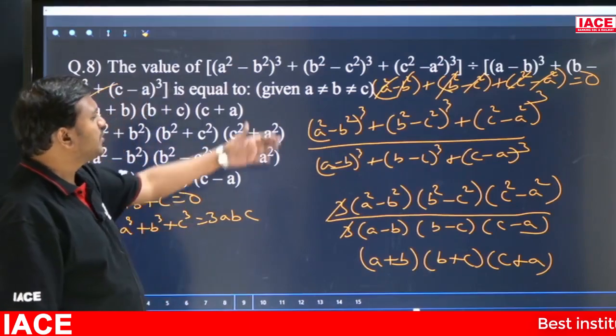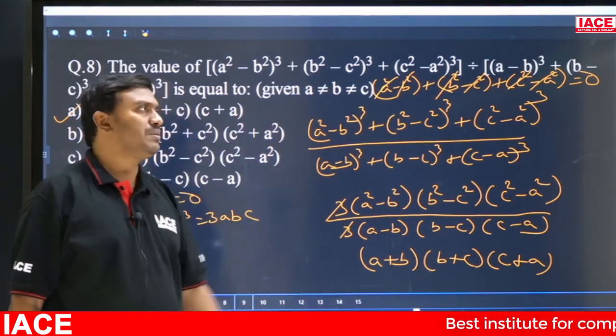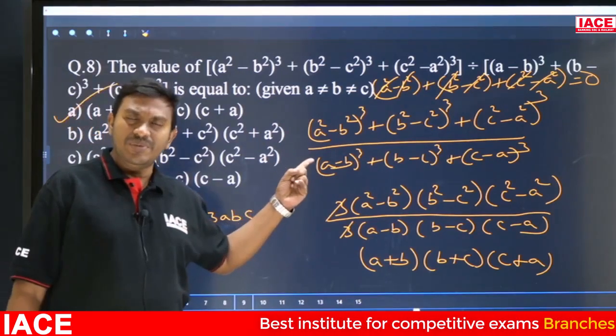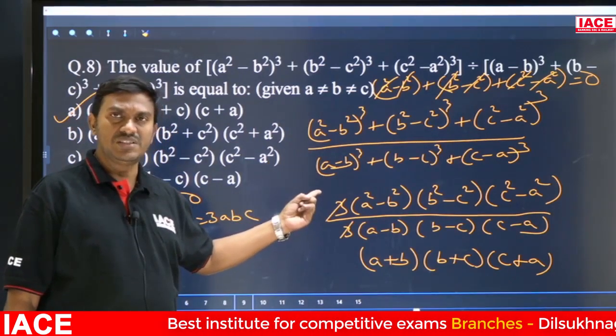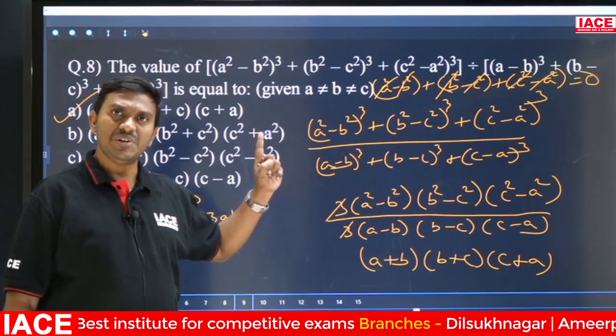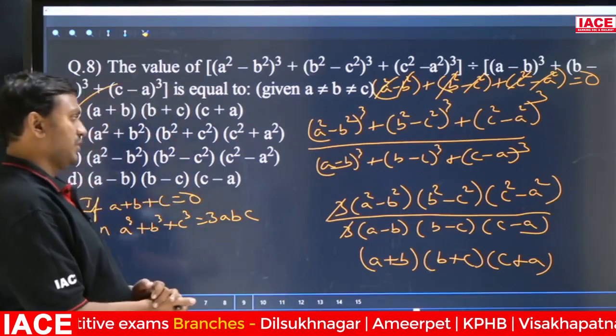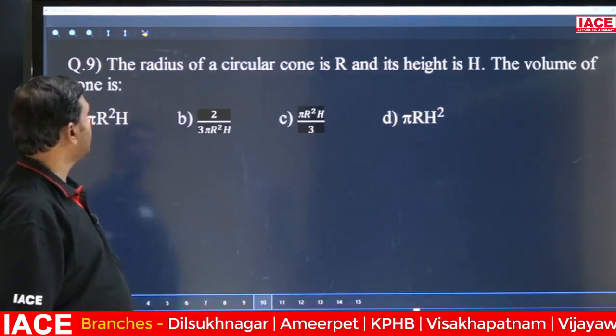Okay, so no need to do anything. Here we are noting things just to explain, but nothing more. If you observe, A plus B plus C equals 0, so 3ABC, 3ABC. So the numerator is in the form of A square minus B square, so cancel. What is the remainder? That is the answer. Okay, simple question, right? Question number 9.